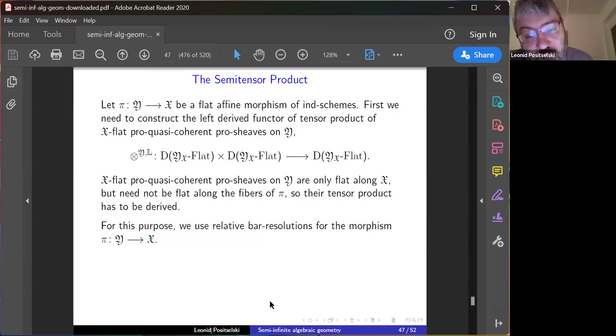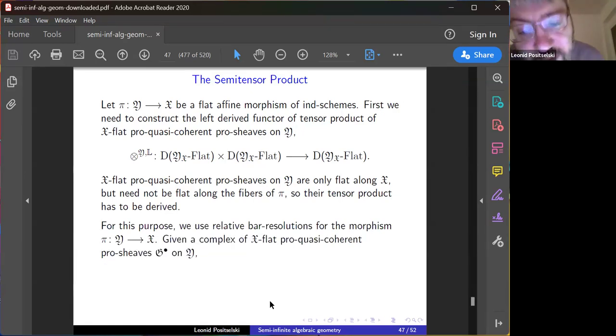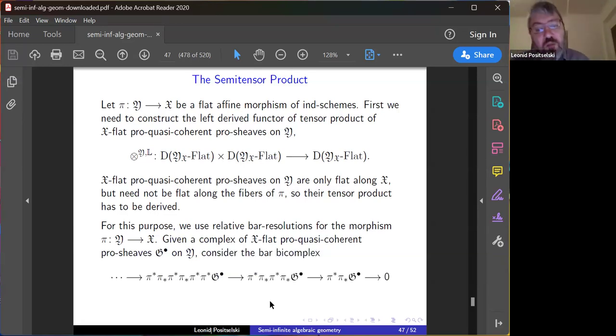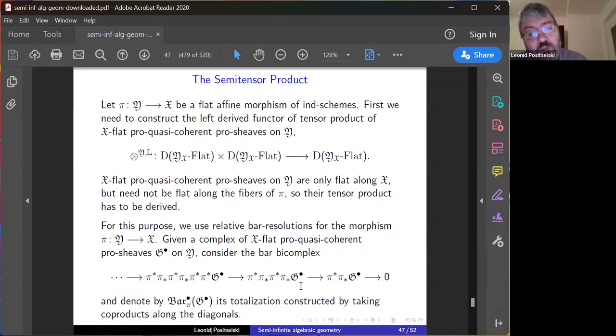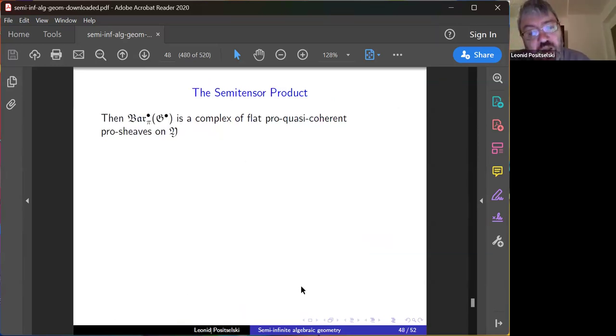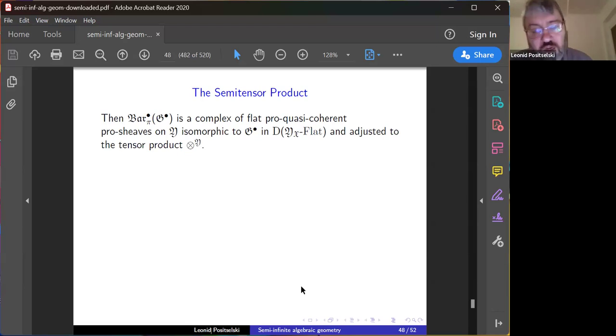For this purpose, we use relative bar resolutions for the morphism Y to X. Given a complex of X-flat pro-quasi-coherent pro-sheaves G on Y, consider the bar complex. So this is a pullback of pushforward, three times iterated the same, etc. One can write the bar differentials and organize a bar complex, which will be a bicomplex because G is already a complex. Denote by Bar_pi(G) its totalization, constructed by taking coproducts along the diagonals. Then Bar_pi(G) is a complex of flat pro-quasi-coherent pro-sheaves on Y, isomorphic to G in D of Y-X-flat, and adjusted to the tensor product functor, tensor over Y.